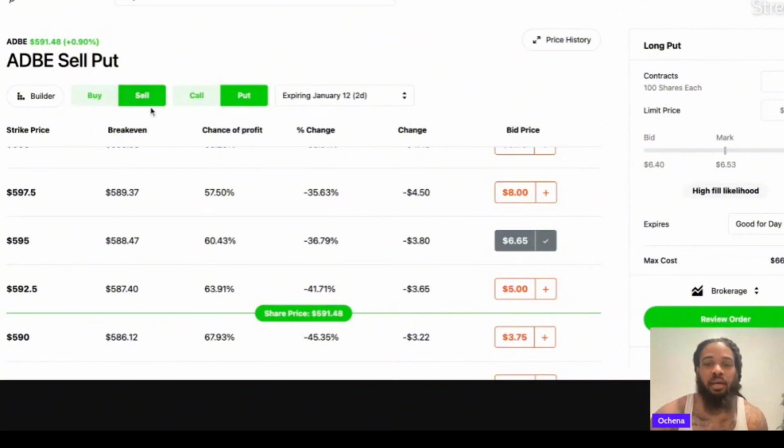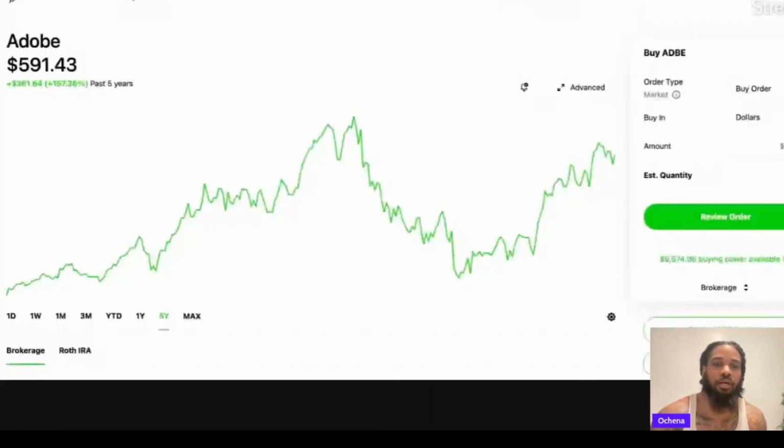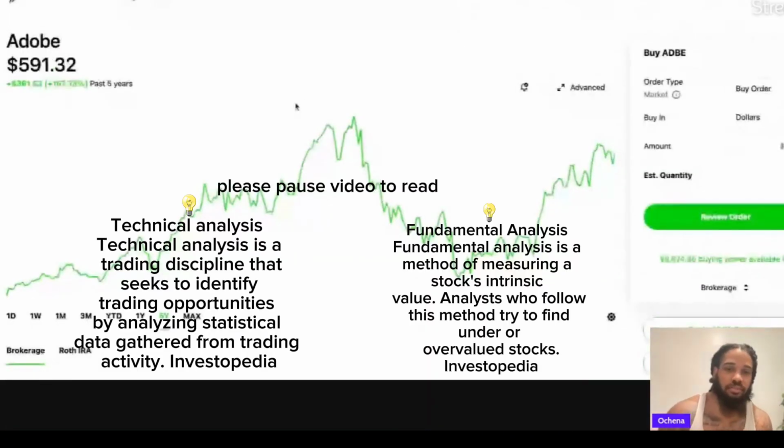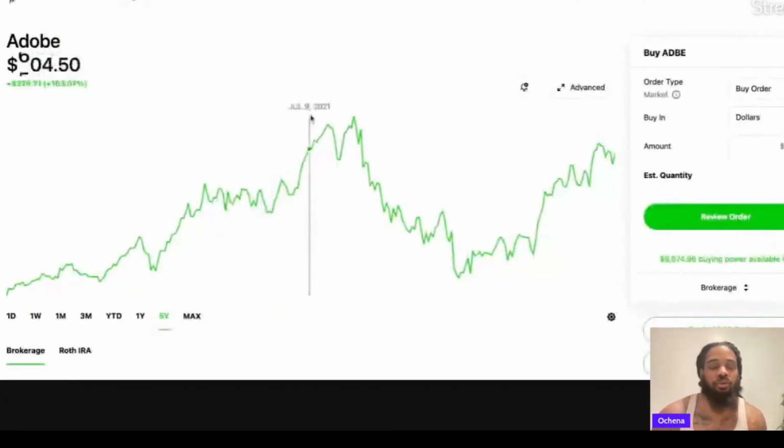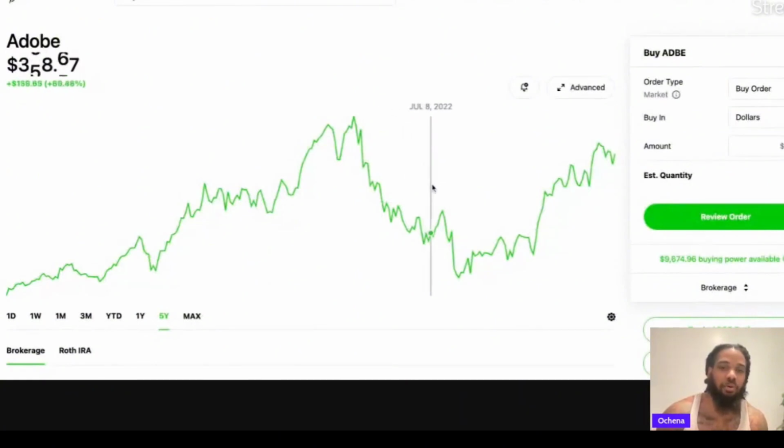It's basically another, more advanced part of options trading where you could sell covered calls. Here, guys, I pretty much use technical analysis and fundamental analysis to help me determine where I would like to get in, if I decide the stock is going to go up or not.